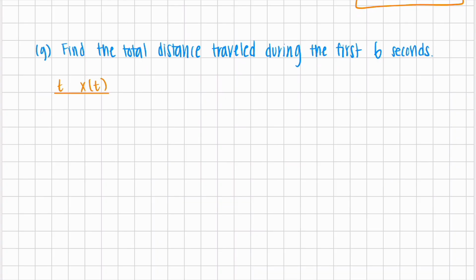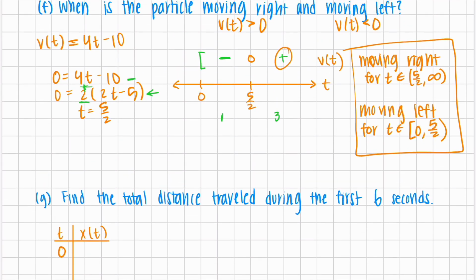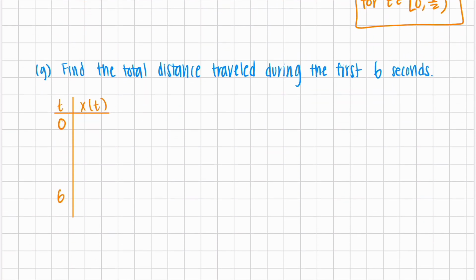I need t and x of t. For t, I want my starting time, which is 0. My ending time is going to be 6 because I want the first 6 seconds. And then in between 0 and 6, you want to include any time where your particle is at rest or any of those significant values, like an undefined value. From part F we just have the 5 halves. So I'm going to put 5 halves. And we want the position, so I want x of t.